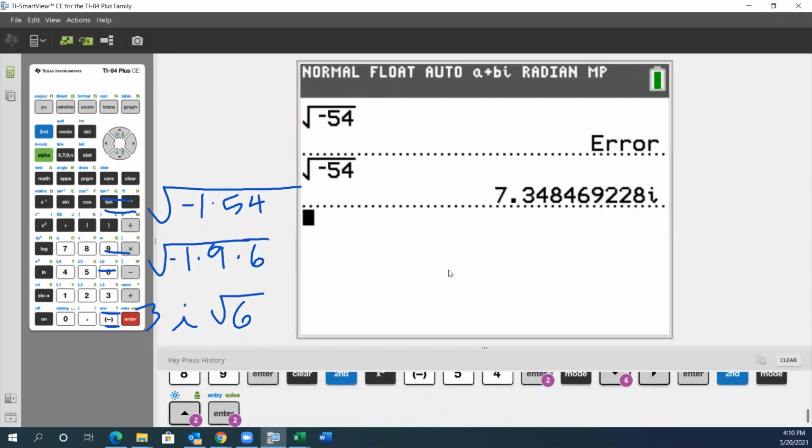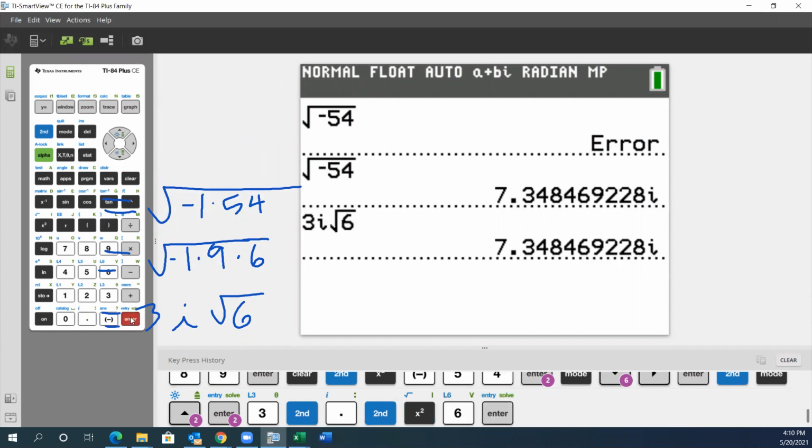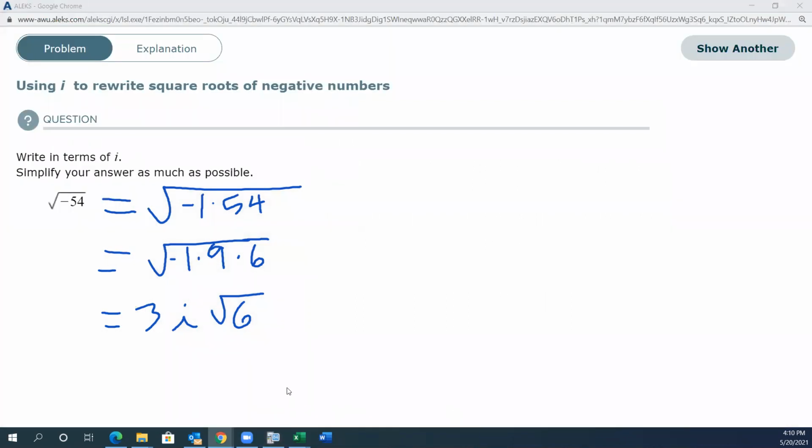Okay. So it gives me that. And there's that i that I found. Okay, my answer I came up with was 3i root 6. So if I go 3, now the i is not this green one right here. That's just the letter I. The imaginary number i is right here, blue decimal point. And then we'll do square root of 6. Do we get the same thing? Yes, we do. Therefore, we've simplified it correctly. All right. So that's where the imaginary number i is, second decimal point. And that's how we do it.